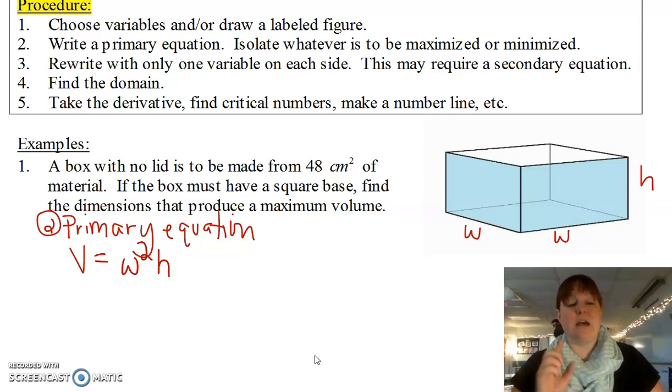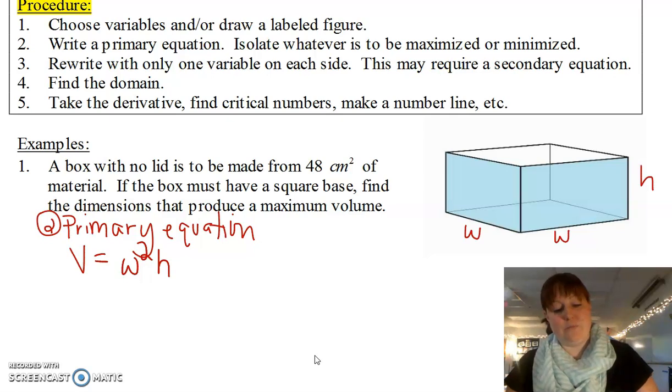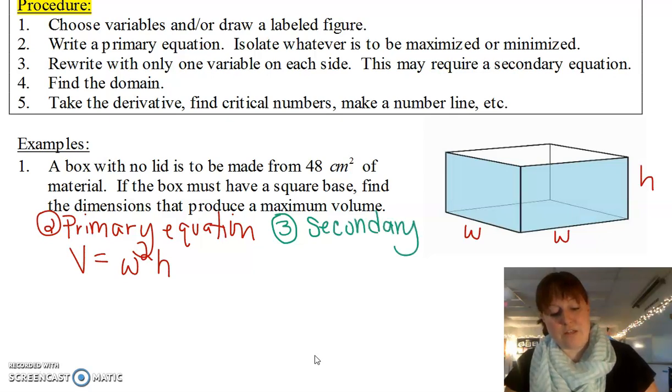In optimization, we need to have it all in terms of one variable on each side, right? Only one variable on each side. And usually we're going to have a second equation to do that. Like I said, we're going to get two equations, plug one into the other. Because if we don't have that second equation, right now we have a W squared, we have an H, and we have a V. We can't derive that because we have to have it explicit. So, our secondary equation, this is step number 3, would usually have to do with our constraints.